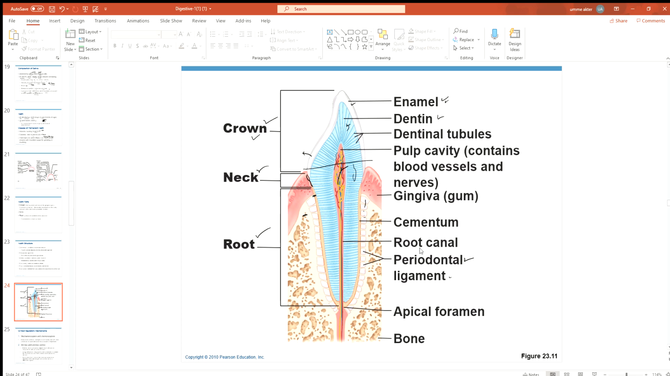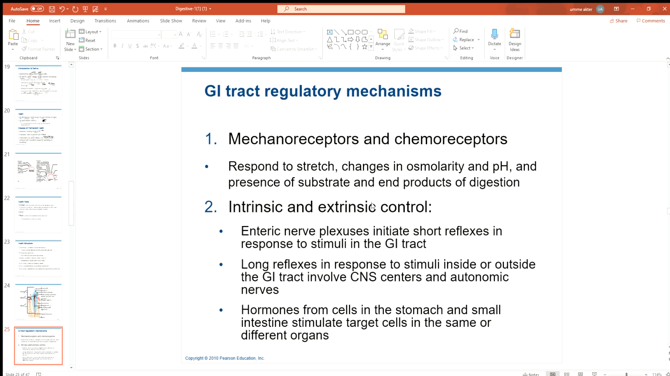Now if you see the root part, or the neck part, you don't have the enamel. That part is missing. So you have the dentin, and in the root part you have the root canal. That is for the passage of the blood vessels and nerves that enter into the pulp cavity, right? So root canal is that narrow passage. So those are the parts and the structure of a tooth.